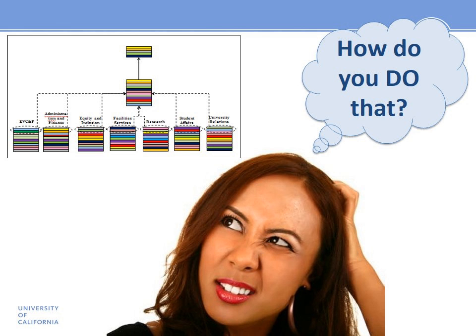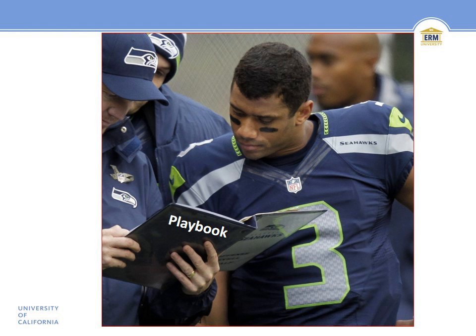Well, exactly. How do you do that? Well, there is a playbook, and I apologize to the Niners fans on the call. This is their arch enemy, the Seattle Seahawks, and I did not find a good playbook picture of the Niners, so I went with this one.